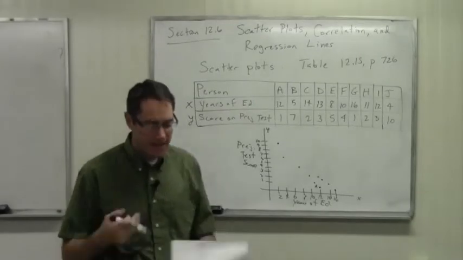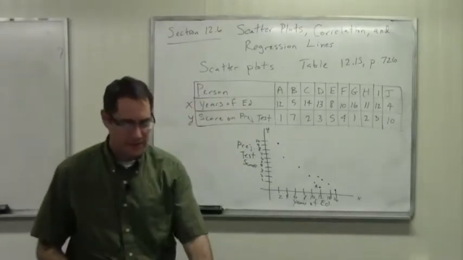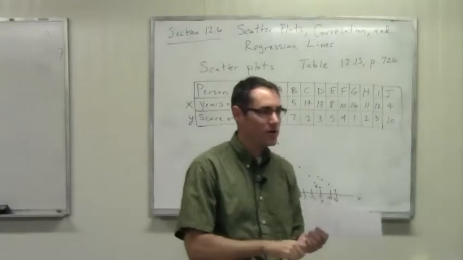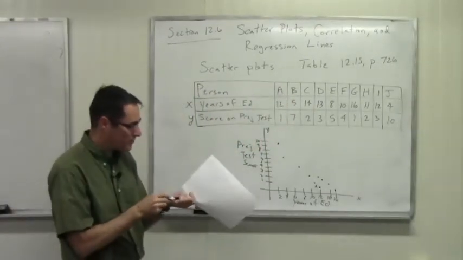All right, so if we look at this data, does it tell us anything? Does it tell us if these two quantities are at all related to each other, just by looking at those little dots on there?